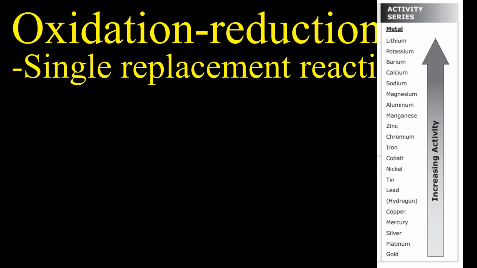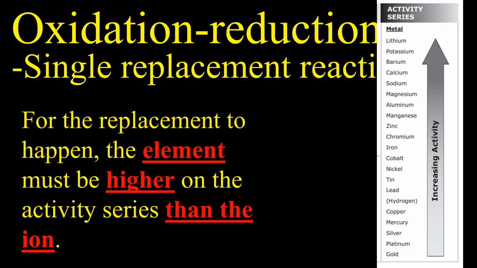And we're focusing on the metals here in the activity series. The idea is that for the replacement to happen, the element in the reaction must be higher on the activity series than the ion. That's our rule, and it'll make sense as soon as we show you an example.